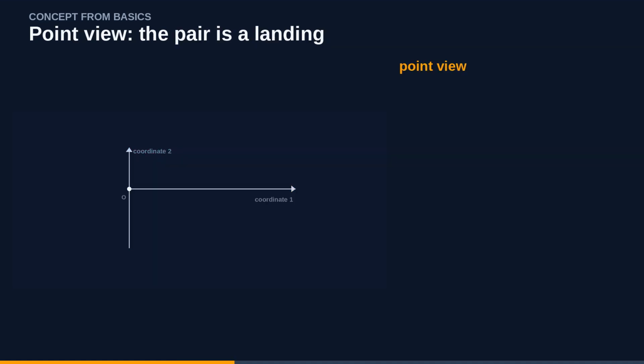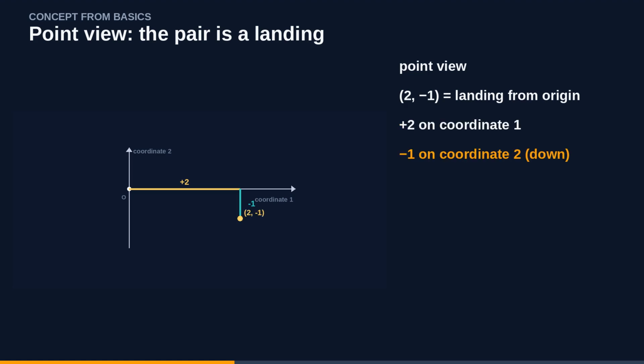Point view first. Read 2, -1 as the point you reach from the origin, 2 steps along coordinate 1 to the right, and 1 step along coordinate 2 downward because that second number is negative. The ordered pair is the address of that landing.